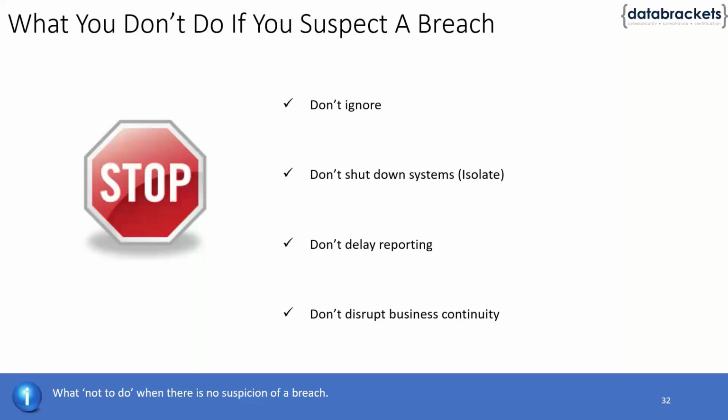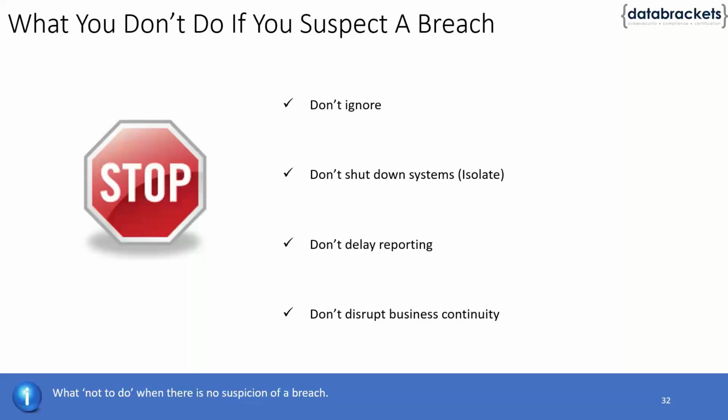This is again the best practice. Don't ignore. If you are seeing some of the symptoms that we discussed in the earlier slides, don't ignore that, report that, and don't shut down the system. We want to isolate it, so unplug it from the internet. If it is connected via wireless, then just disconnect it from the wireless. Don't auto connect. That's pretty much what you need to do. And then don't delay reporting. Time is critical. Time is of the essence. Report it immediately.